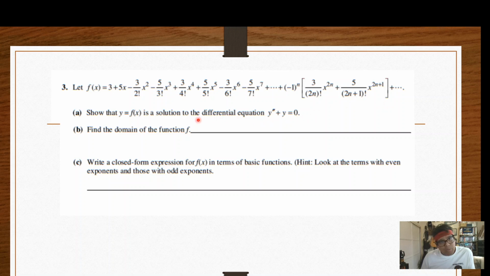Part A says you want to show that the general solution to the differential equation y double prime plus y equals 0. So you're saying that if you take two derivatives of f and add it to f itself, you should get a 0. Then there's a domain, and then finally write a closed form expression. That basically means not a series for f of x. So let's go right into it.